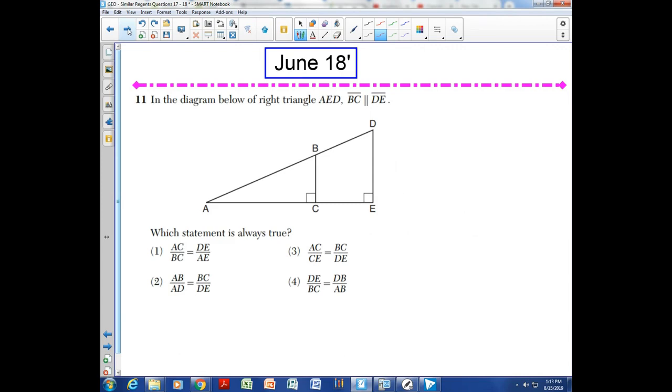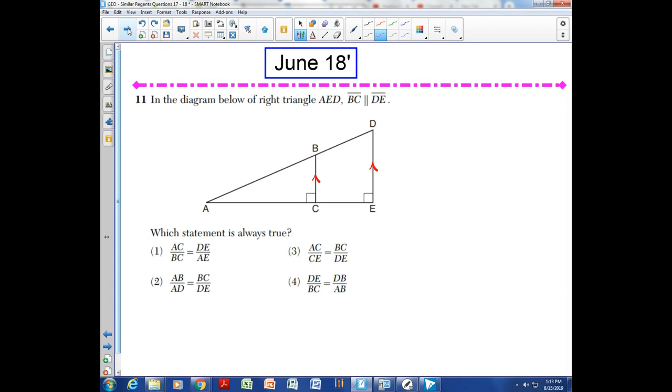June 18, number 11. In the diagram below of right triangle AED, BC is parallel to DE. Which statement is always true? Okay, well, if we looked at these two triangles, right? They both share angle A. So we know that angle A is congruent to angle A, reflexive property. And we know that both of them have right angles. Angle ACB and angle AED have right angles. So just from AA is congruent to AA, we know that these are similar triangles, and therefore similar triangle proportions will be in play.